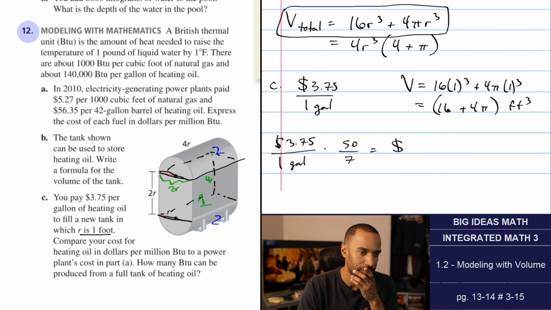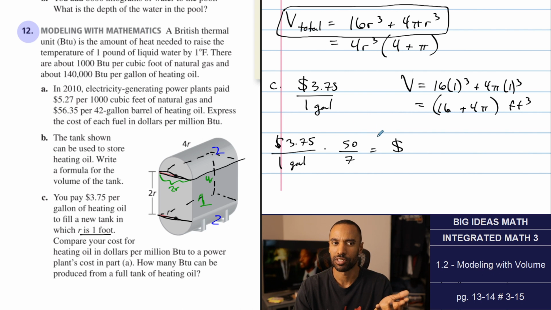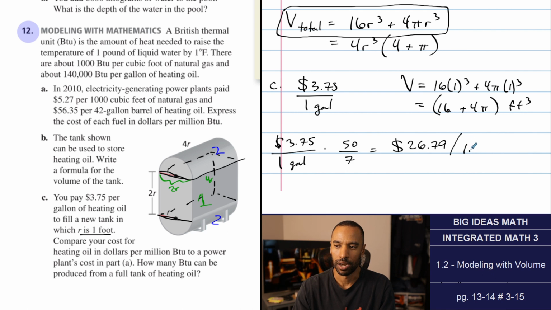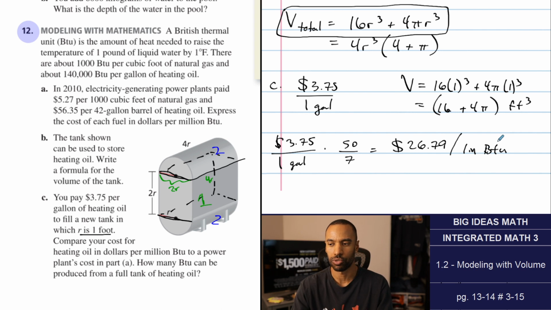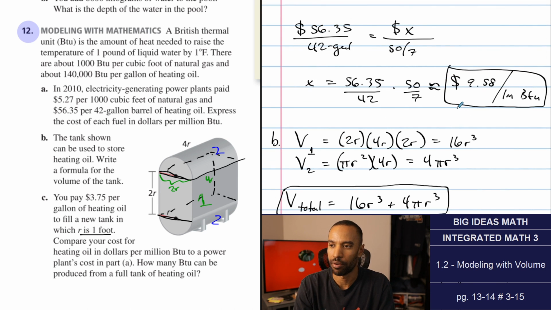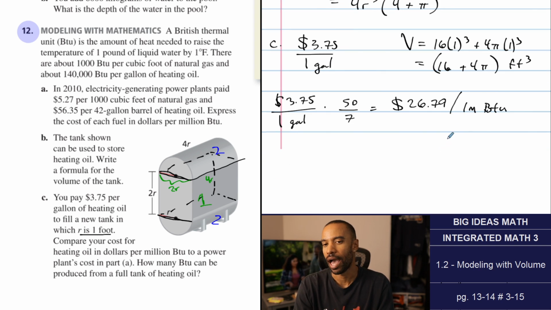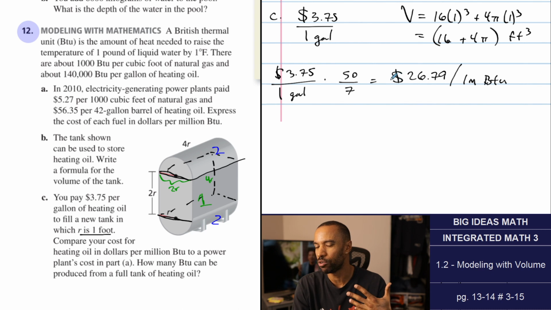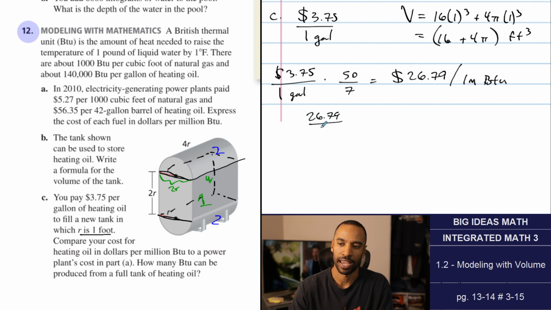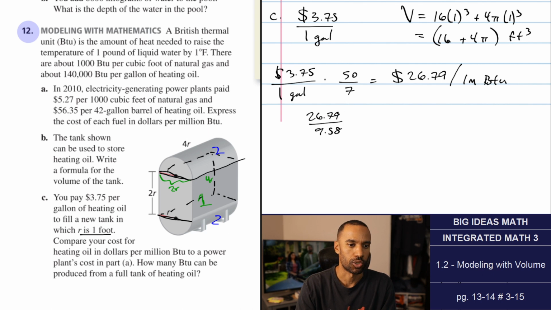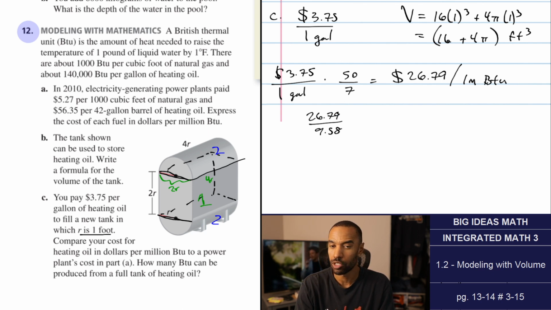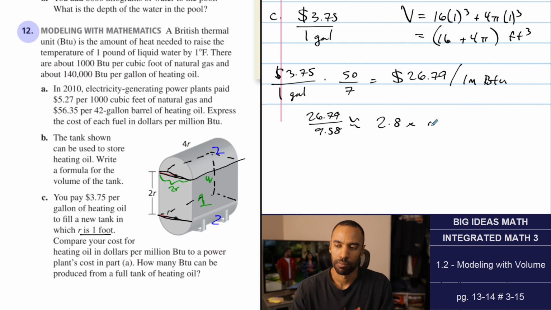So 3.75 times 57ths is about $26.79 per 1 million BTU. Now we're supposed to compare this to the original amount from part A, where we were spending $9.58 per 1 million BTU. I don't know if they mean cost in terms of difference or in terms of times amount. Normally we do 26.79 over 9.58. Let's try that. This is how many times more we're spending, 2.796, around 2.8 times more money spent compared to part A.